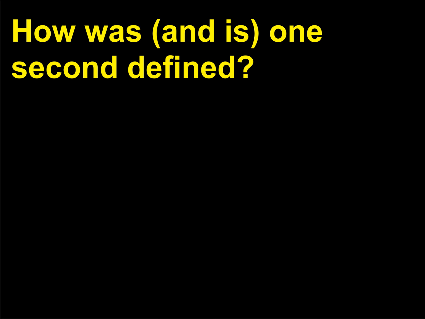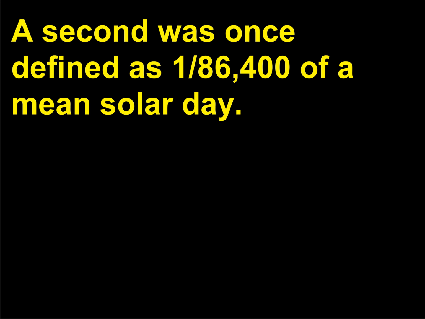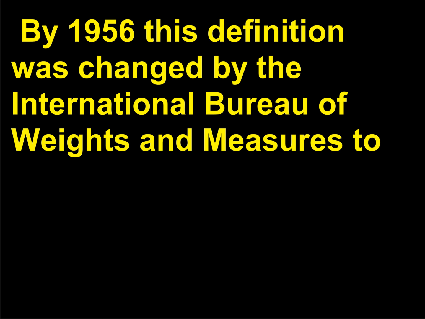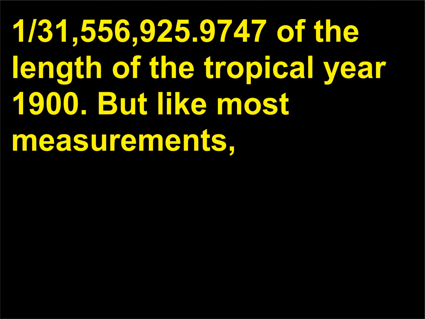How was, and is, 1 second defined? A second was once defined as 1/86,400 of a mean solar day. By 1956 this definition was changed by the International Bureau of Weights and Measures to 1/31,556,925.9747 of the length of the tropical year 1900.